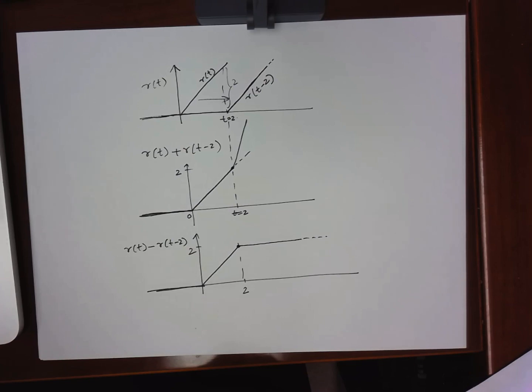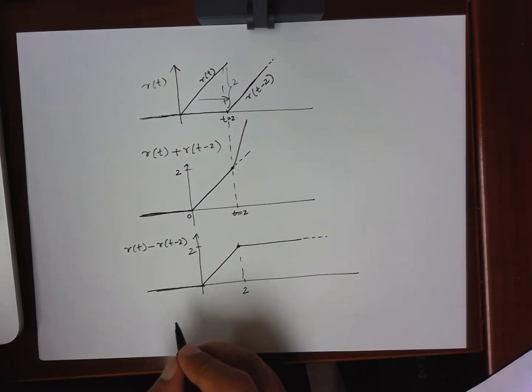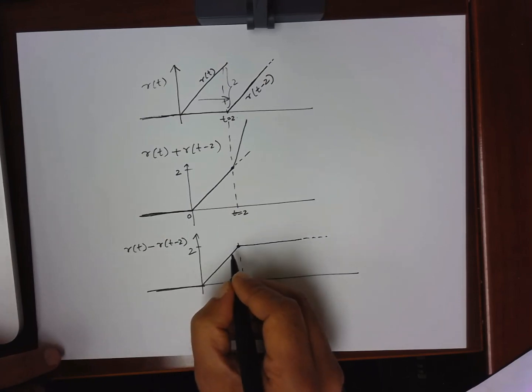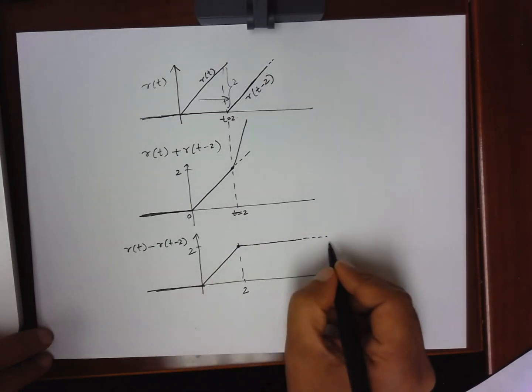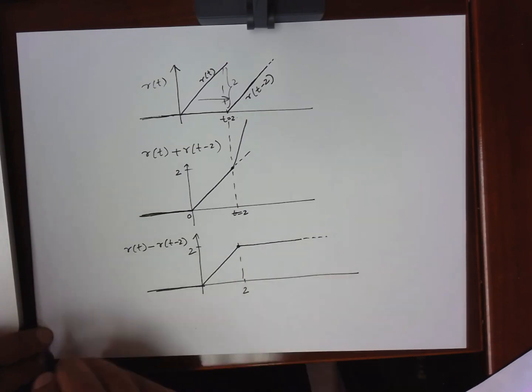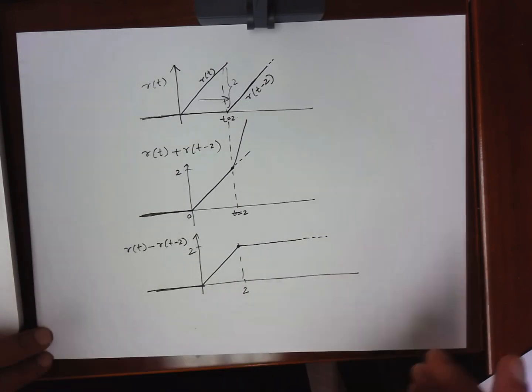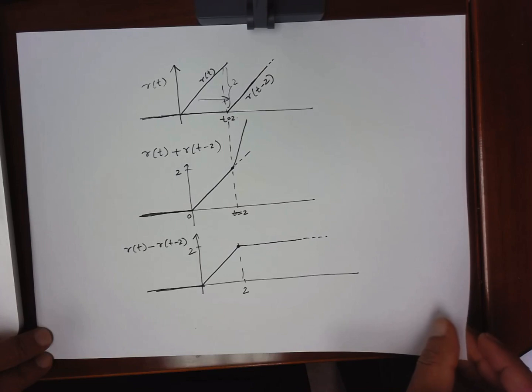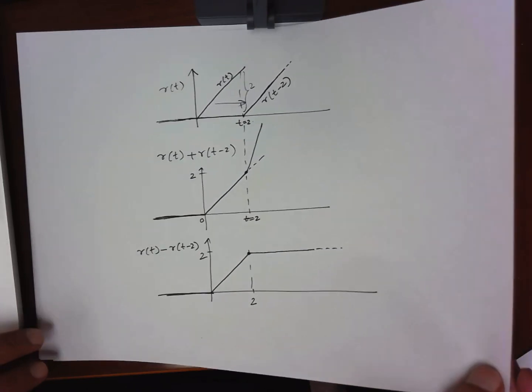So if I want to create a waveform that starts out as a ramp and flattens out, I just need to subtract the ramp at the point at which I want it to flatten out. Now let's see if we can build on this and maybe do another subtraction.